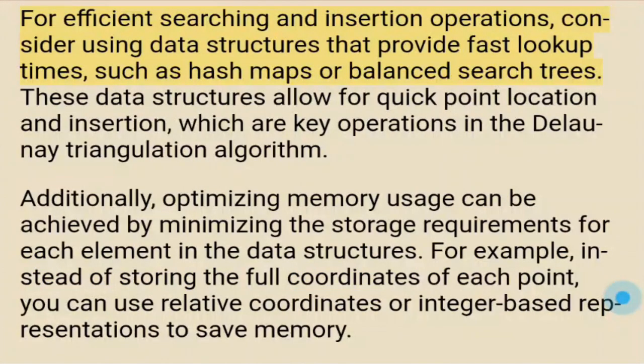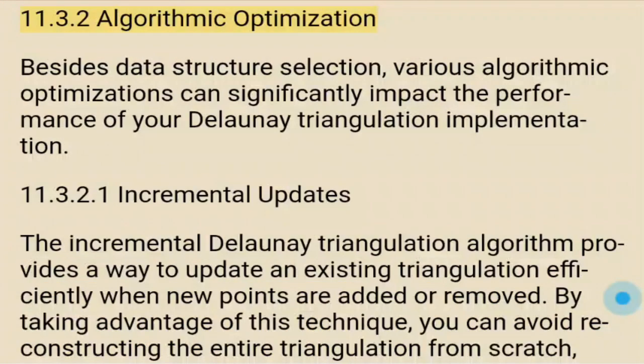For efficient searching and insertion operations, consider using data structures that provide fast lookup times, such as hash maps or balanced search trees. These data structures allow for quick point location and insertion, which are key operations in the Delaunay triangulation algorithm. Additionally, optimizing memory usage can be achieved by minimizing the storage requirements for each element in the data structures. For example, instead of storing the full coordinates of each point, you can use relative coordinates or integer-based representations to save memory.